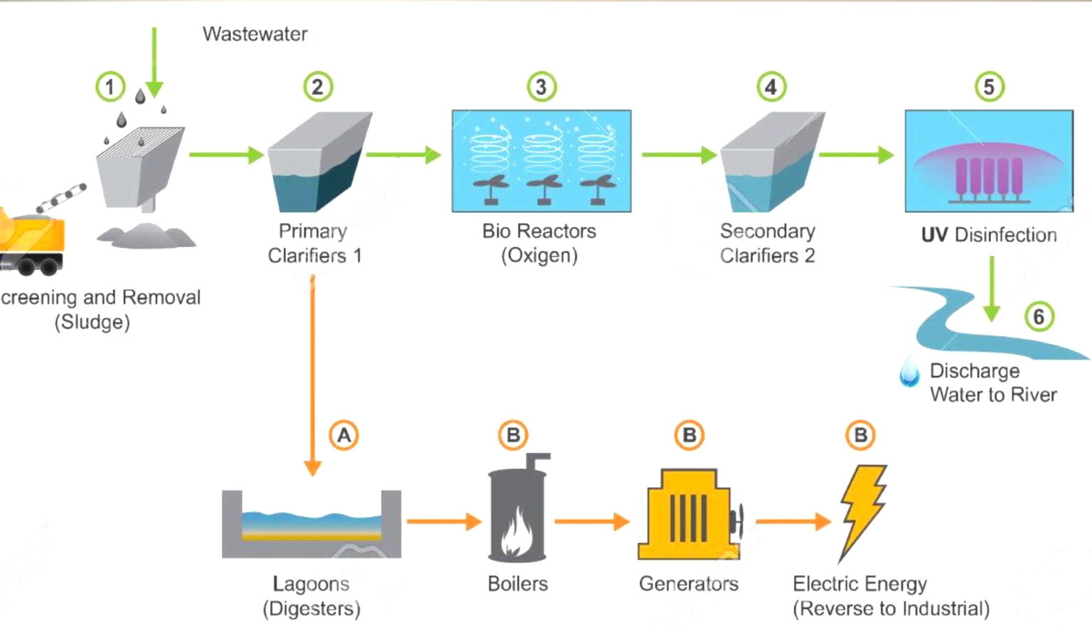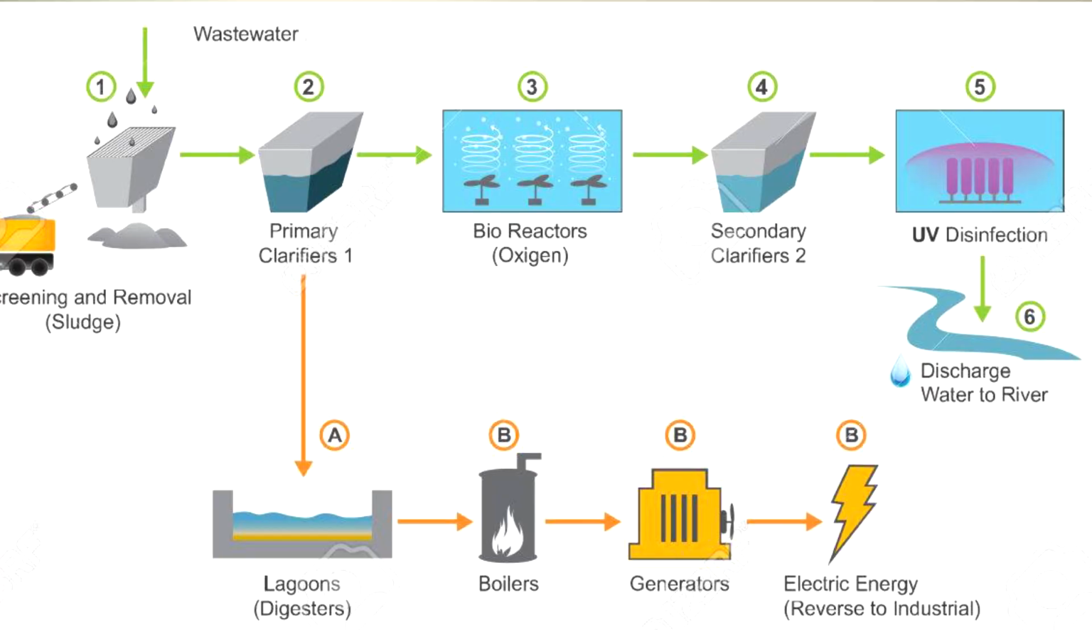Leaving the bar screen, the wastewater flow is slowed down, entering the grit tank to allow sand, gravel, and other heavy materials that were small enough not to be caught by the bar screen to settle to the bottom. Everything that is collected from the grit tank and bar screen is disposed of at a sanitary landfill.